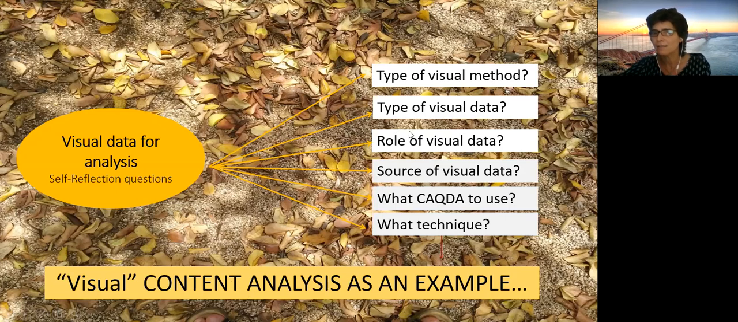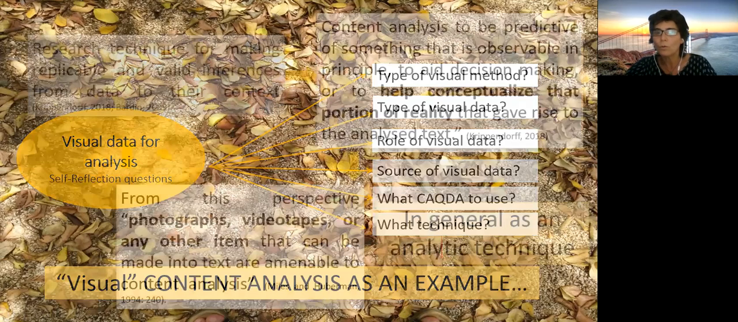And so these are the answers that I have already mentioned: type of visual method, type of visual data, the role of visual data, the source of visual data. For instance, when you use a qualitative software, we need to understand the different softwares that we have and how they can help us. And what kind of technique are we going to use to analyze, for instance, our pictures. In my case, I have been using content analysis, but in the future, I would also like to use a more semiotic approach.